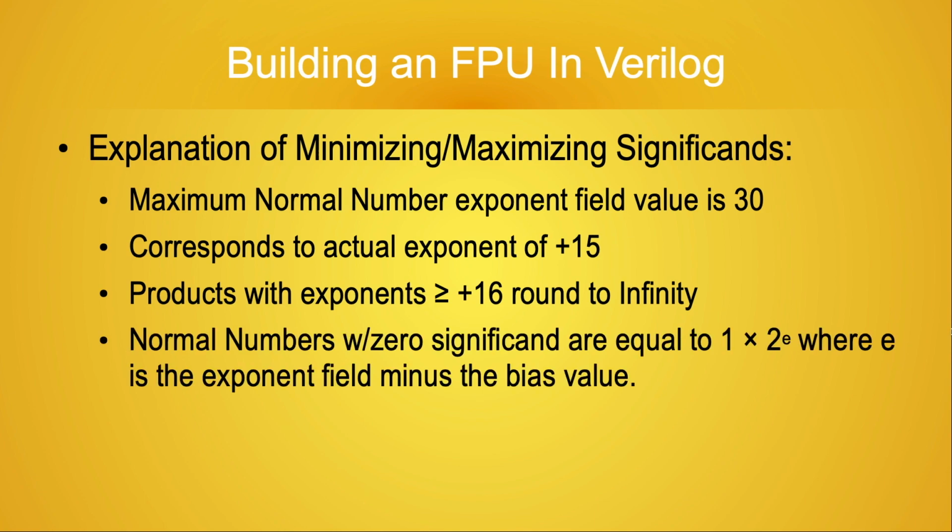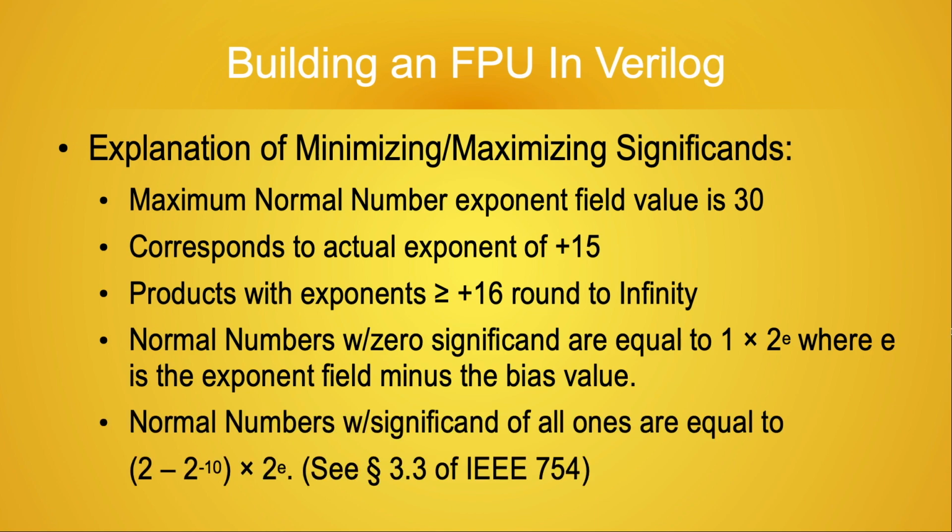For a normal number, when the significand field is all zeros, the value of that number is 1 times 2 to the e power, where e is the exponent field minus the bias value. Remember, I'm ignoring the sign bit because for this particular set of tests, I'm really focused on the magnitude of the numbers being multiplied. If the significand field has all of its bits set to 1, then the value represented is the quantity 2 minus 2 to the minus 10th power times 2 to the e power. This value is derived from information found in section 3.3 of the IEEE specification.